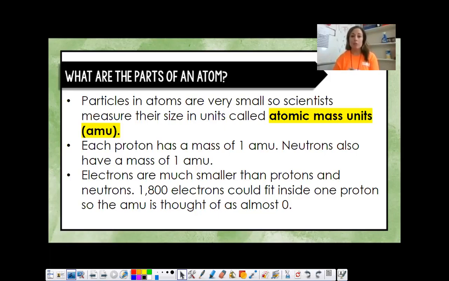And electrons are so small that 1,800 of them could fit into 1 proton. So we say that they do not have mass. We're going to say that they have 0 AMU, when in all reality, they would have 1 in 1,800 AMU.